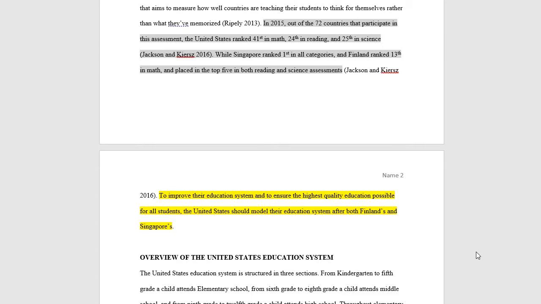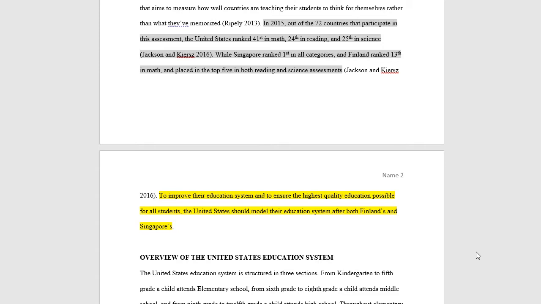And oftentimes students forget to back up the central claims of their paper because they're so embedded in what the student wants to say that sometimes it just gets forgotten. But here, what's highlighted in gray above the thesis statement is a very specific set of statements that completely back up the claim about the United States having lower educational outcomes than Singapore and Finland.